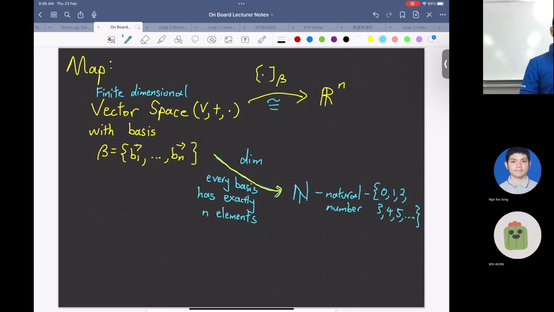Also from Rn, we can take the dimension of Rn, which is also n. So in both cases, we get n.